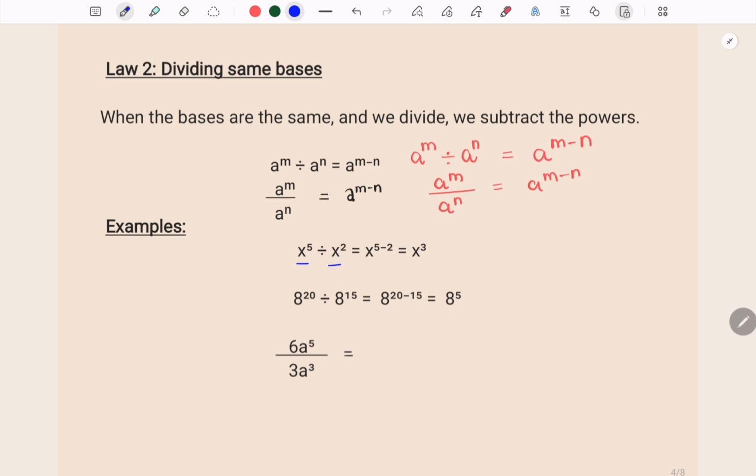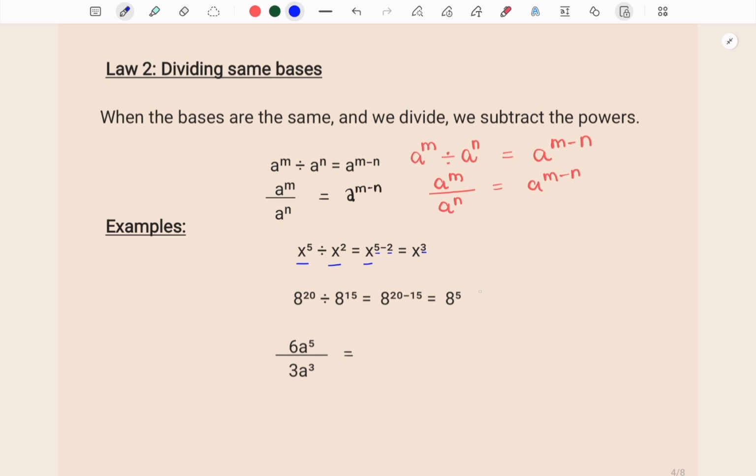Again, the base is x in both the terms. So keep the base as it is, keep the base x, and then subtract the powers. We have 5 and then we have 2. 5 minus 2 gives 3. So the final answer is x raised to the power 3.